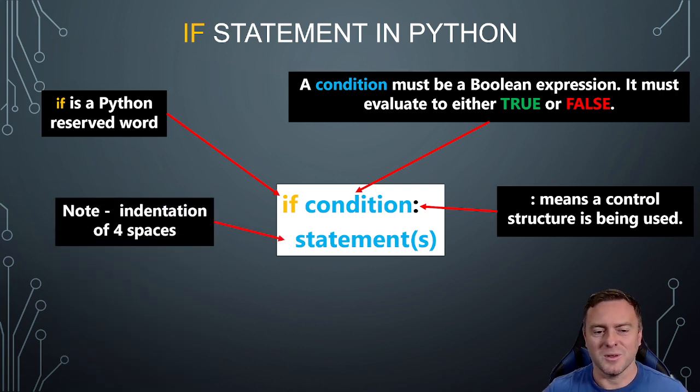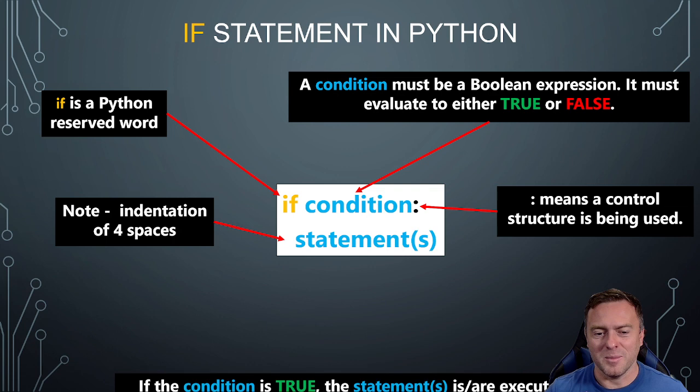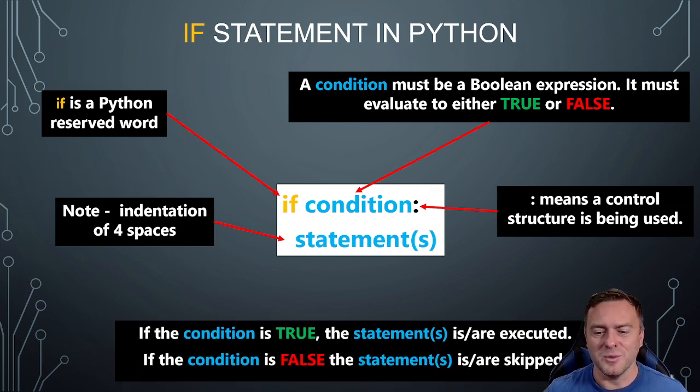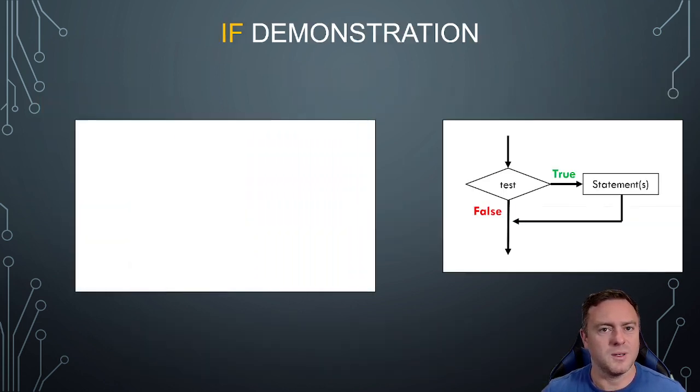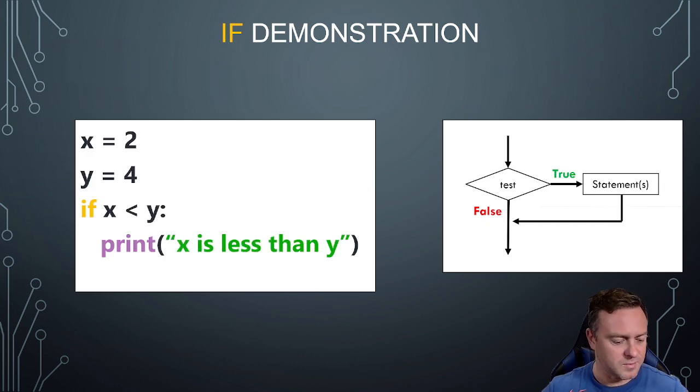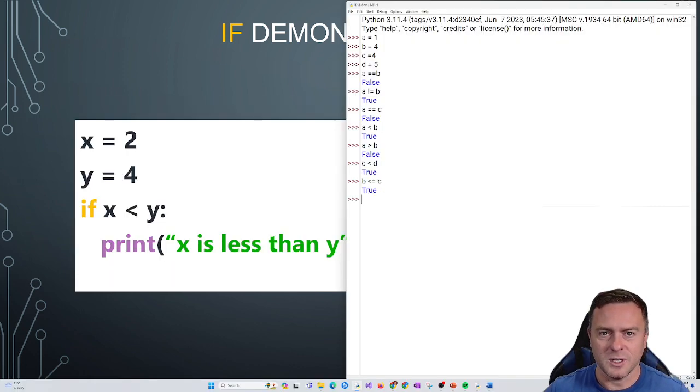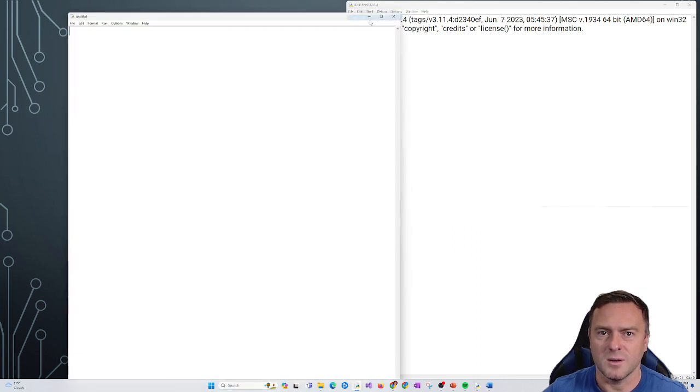Then notice that we've got the 4 spaces of indentation at the bottom here. So if the condition is true, these statements are executed. If the condition is false, the statements are skipped. So there's nothing that happens. So a quick little demonstration of how that looks. Let's open up the IDLE shell again, and I'll actually make a new script for this one.